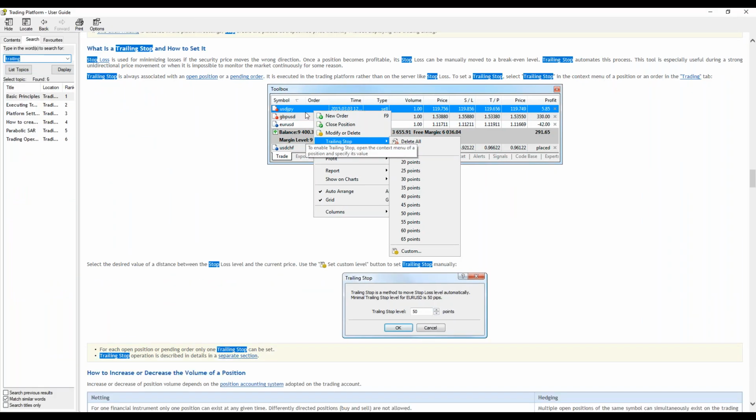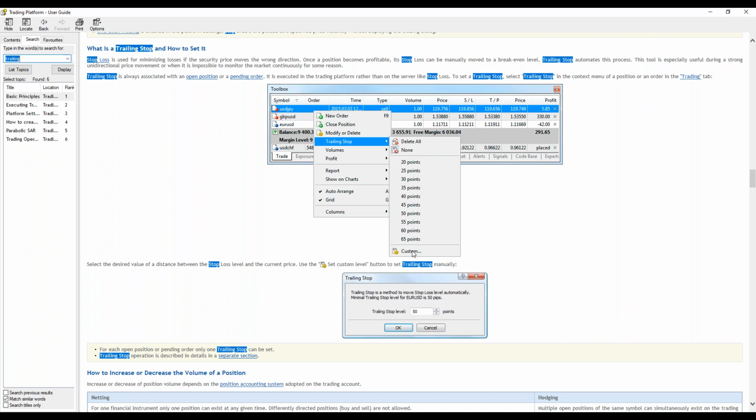So you see, let's assume that you have positions open. You need to right click on the open trade that you have in your toolbox. Over here, use trailing stop. I don't use the predetermined ones, but you can use a predetermined one, or click custom.